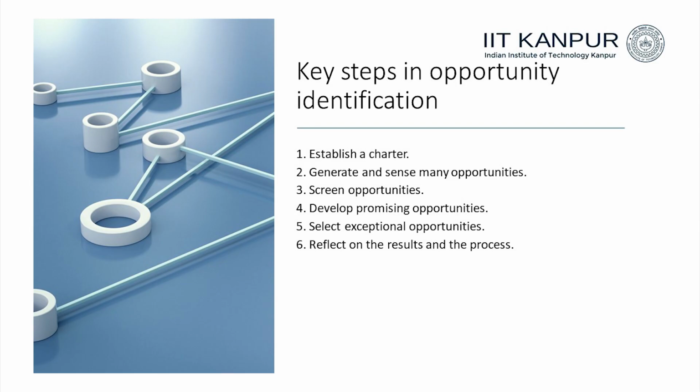So, can we actually talk about a systematic structure of opportunity identification? Answer is yes. So, you start with establishing a charter that maybe you want to make a spaceship that goes to Pluto. So, write down a few things about it. So, create a charter, then you generate and sense many opportunities. Maybe the opportunities are using a nuclear power source to make a spaceship that goes to Pluto. Maybe another is using chemical energy. So, generate and sense many opportunities. Maybe you want to send a spaceship when Pluto is in a certain position in its orbit.